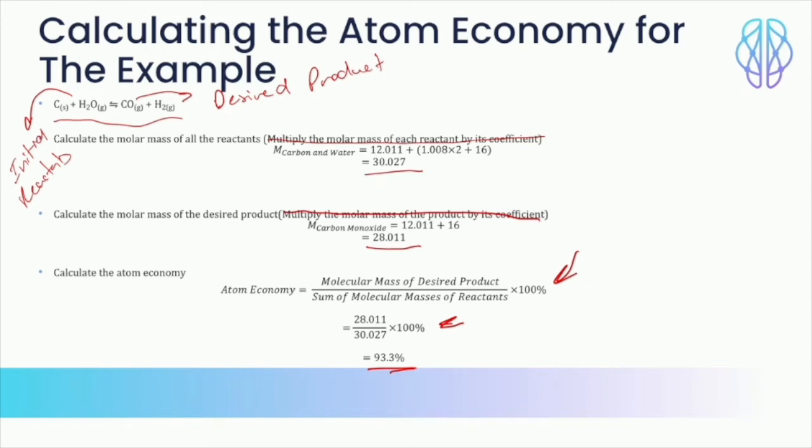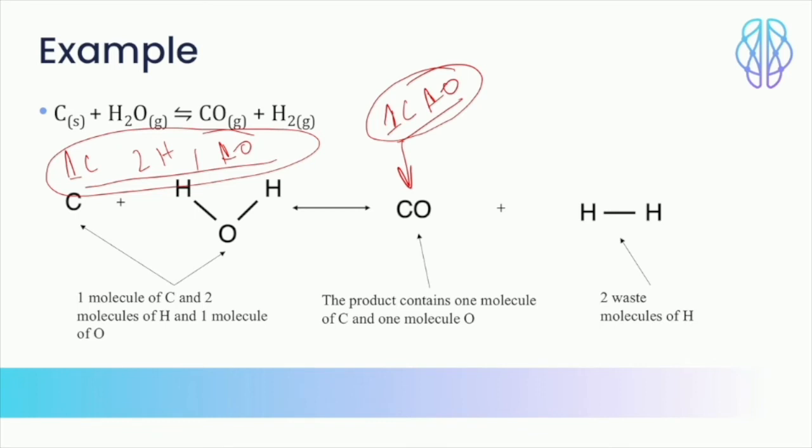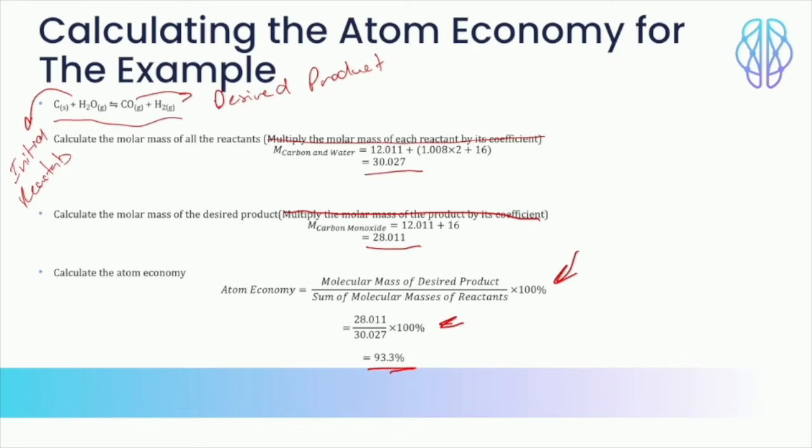Now, how do we actually interpret this? In our original reaction, I'll flick back, we had some building blocks: 1 carbon, 2 hydrogens, and 1 oxygen. That had a molecular mass in total of 30.027. So that's what we started with. And in our desired product, we ended up only using 28.011. So 93.3% of our initial reactant molecular mass was successfully converted into molecular mass in the desired product. So that's a pretty good atom economy.